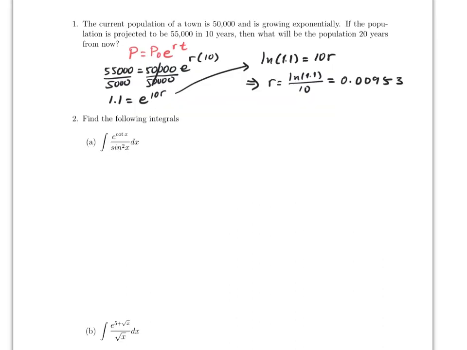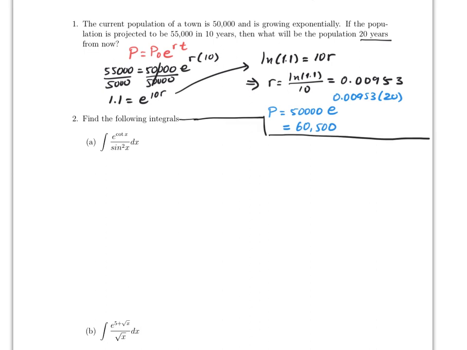But the question is asking you what will be the population in 20 years. So therefore, you substitute the value for r, which you already know. So therefore, P is going to be P0, which is 50,000, times e to the 0.00953 times 20. And once you compute this, it is around 60,500 if you round it to a whole number.